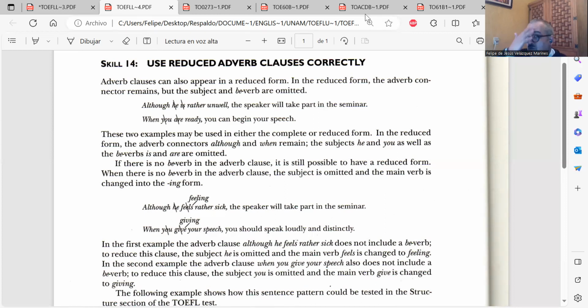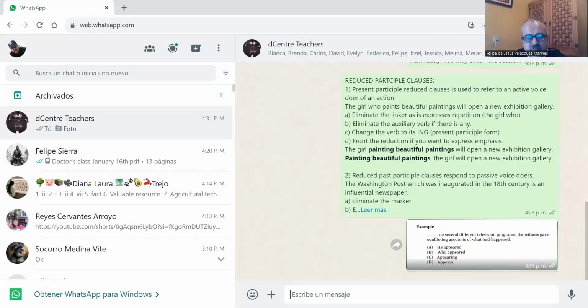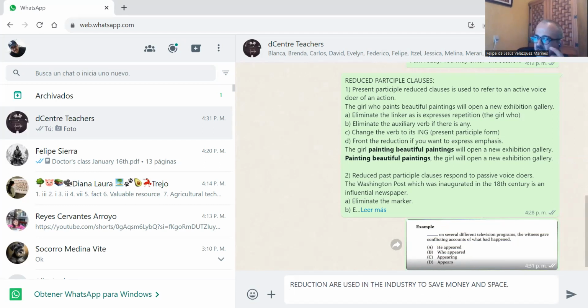Okay, why do we use reductions? Reductions are used in the industry to save money and space. Yes. So imagine that you have a little bottle of medicine.